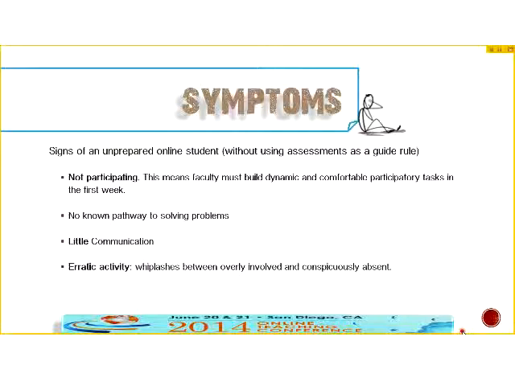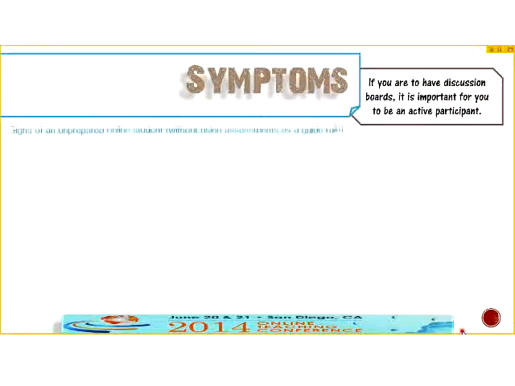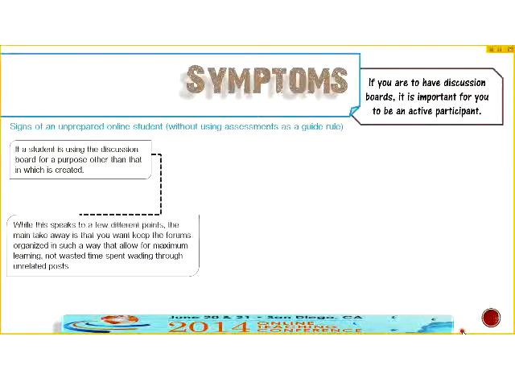The other symptom is erratic activity. Students who are struggling will have a whiplash effect. They'll come in and participate manically in the online class for a short time, and then they'll disappear for a long time. And they'll come back in and participate again quickly to try to get caught up and go back and forth, and that's a symptom of problems.